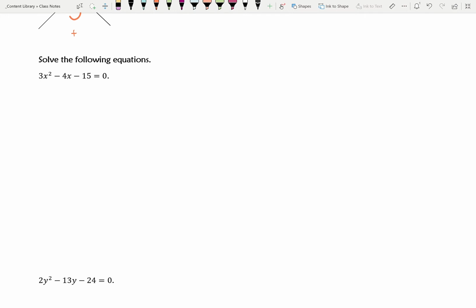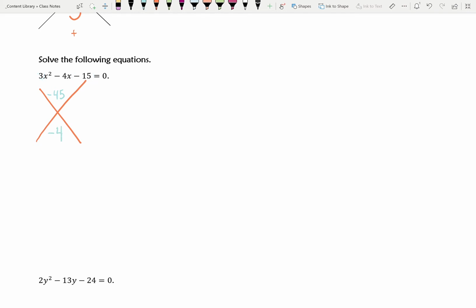So for this first one, my first step is always to look for a greatest common factor. So I'm looking at 3, 4, 15. Nothing goes into all three, and they don't each have a variable, so I can't bring out a variable either. So I'll just go right into the factoring. At the top of the x, we'll do a times c. So in this case, 3 times negative 15 will give me negative 45. And in the bottom of the x, we will have the b term, which is negative 4.